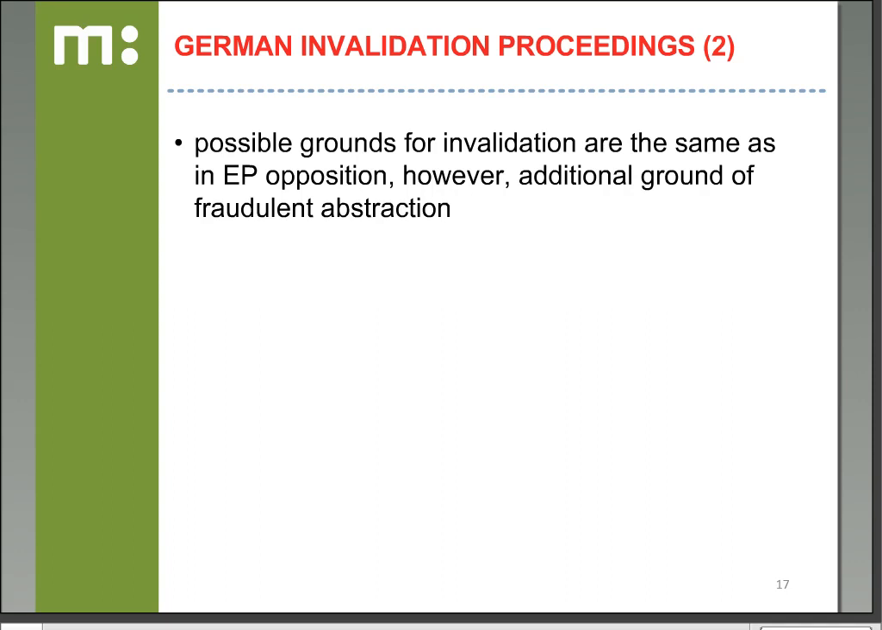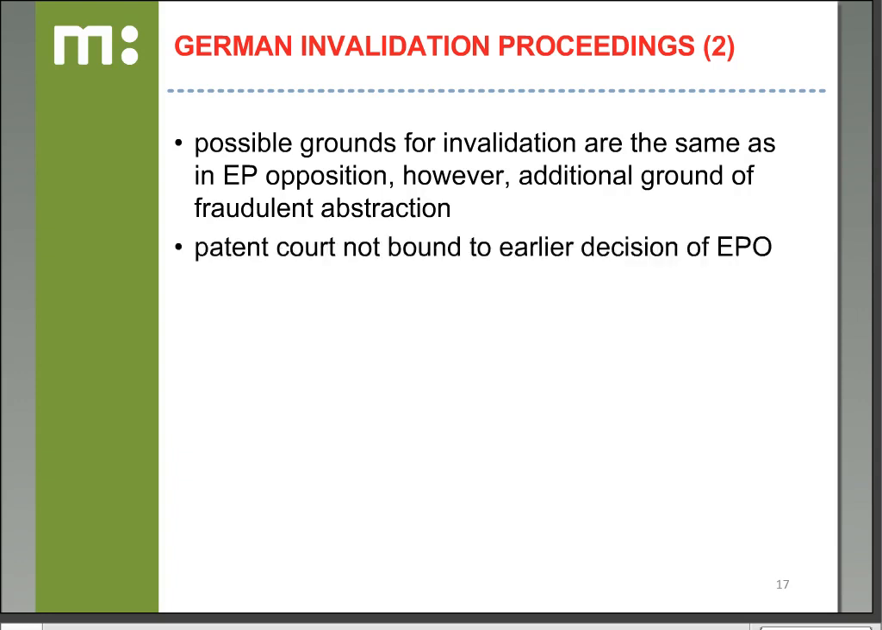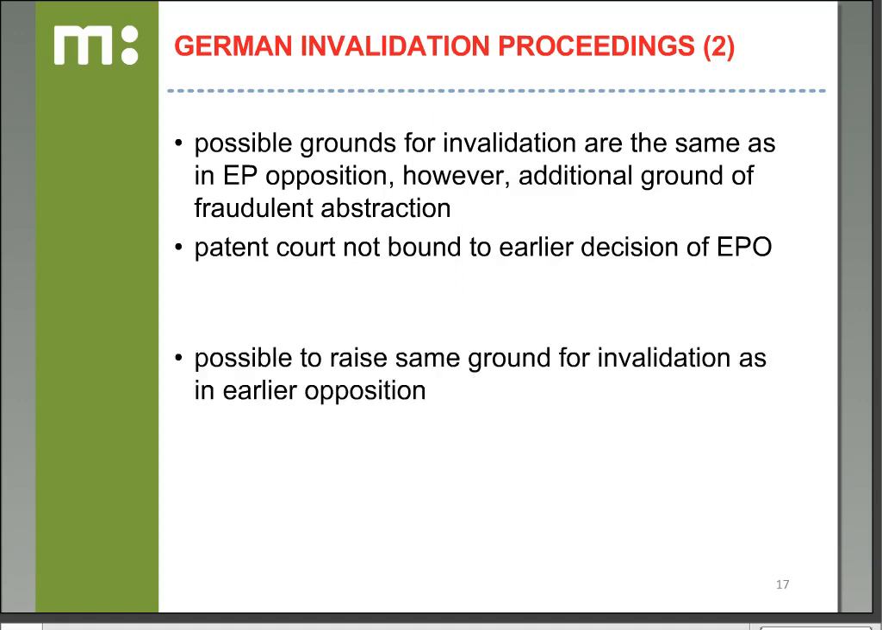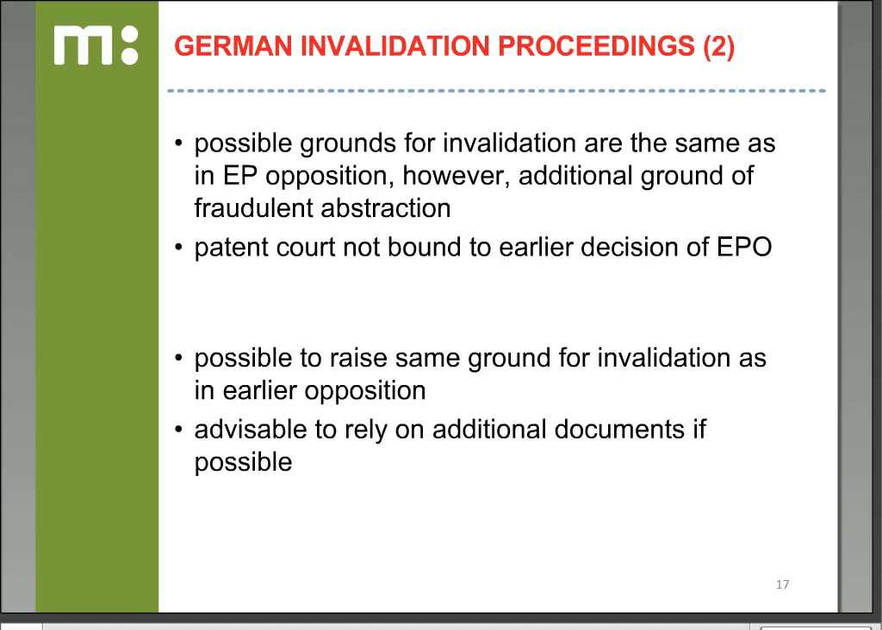That's not a reason at the EPO, but at the German patent court, you can raise that reason. The German patent court is not bound to an earlier decision of the EPO. So if the patent survived an opposition, it not necessarily means that it will also survive a nullity action. In many cases, of course, the EPO decision is an indication. But as I said, the court is not bound to that. You can also raise exactly the same grounds as in the earlier opposition, but it's also advisable, of course, to rely on additional documents if possible.